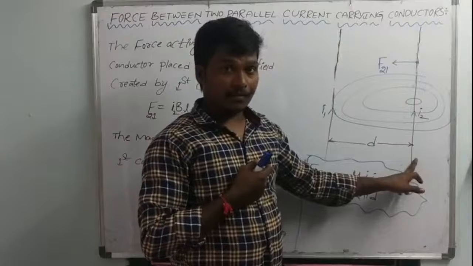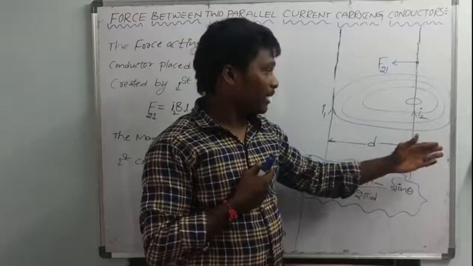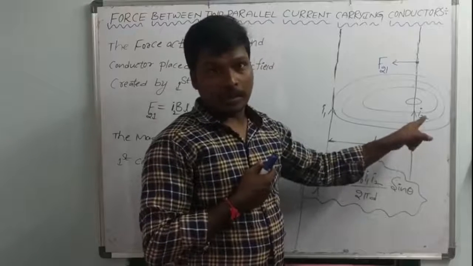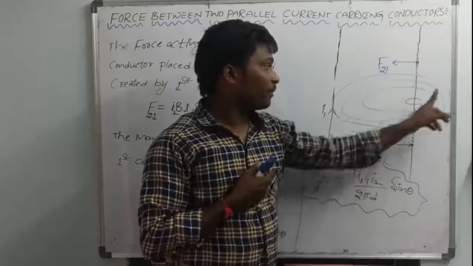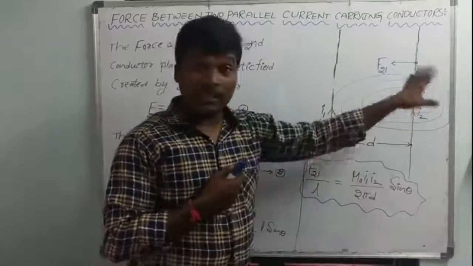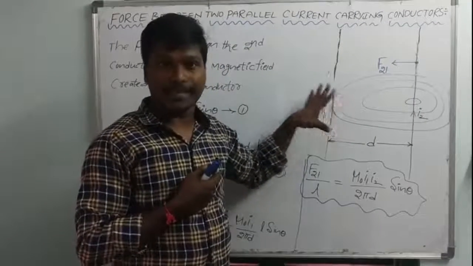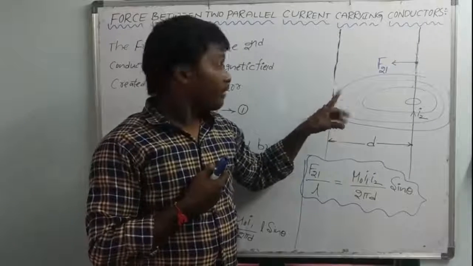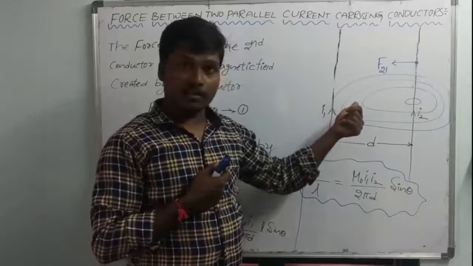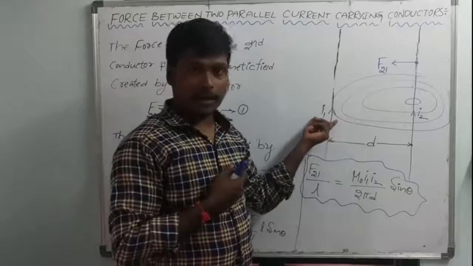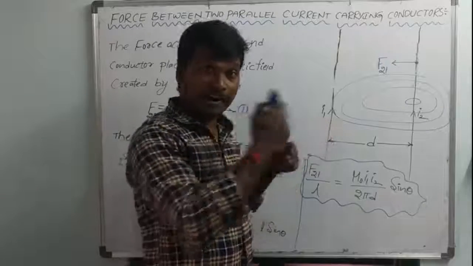In the second conductor some current is flowing. What is that current? I2. Because of I2, this current carrying conductor is creating some magnetic field. In that magnetic field region, our first current carrying conductor is placed. So whenever a current carrying conductor is placed in a magnetic field region, some force will act on that conductor. So what is that force? Lorentz force. F is equal to I B sin theta. Same to same, quite opposite to that.